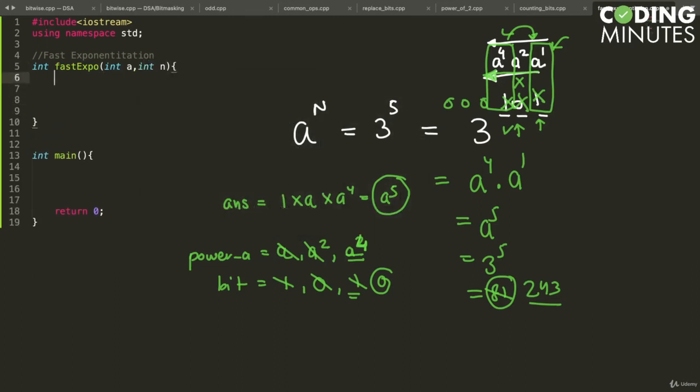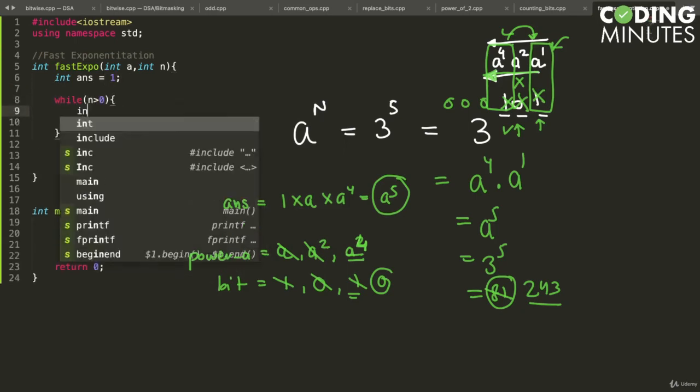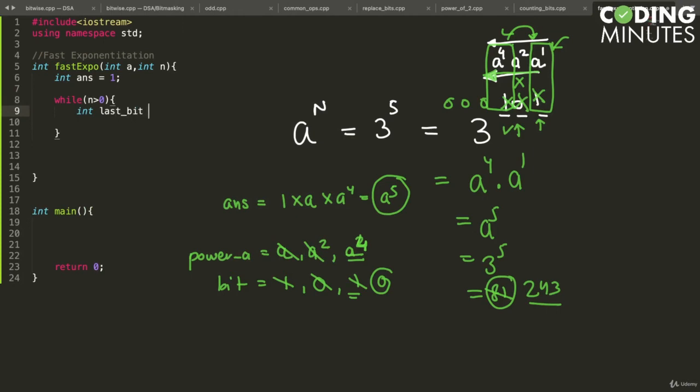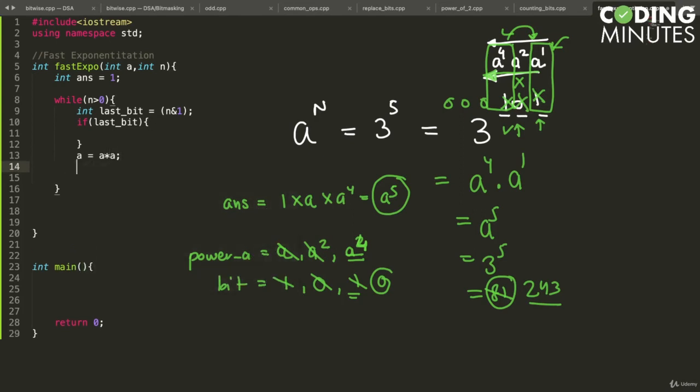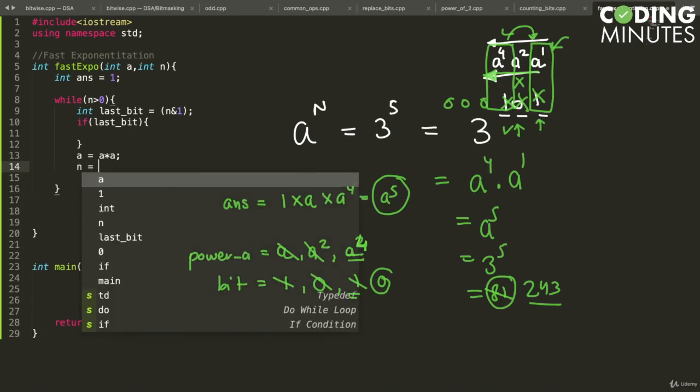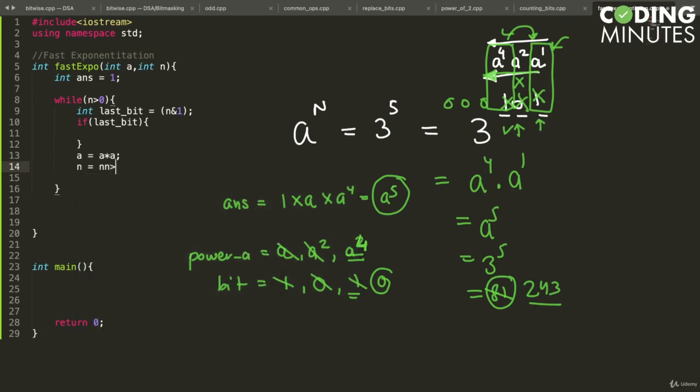I can say, okay, let us assume our answer is 1, and while this number n is greater than 0, we are going to find out the last bit. Last bit is nothing but n and 1, and if the last bit is set, then we are going to do some work. Otherwise we are just going to compute the next power of a. So the next power of a would be a into a, that is the previous power into itself, square the previous result, and then n would be updated as n equal to n right shift 1.